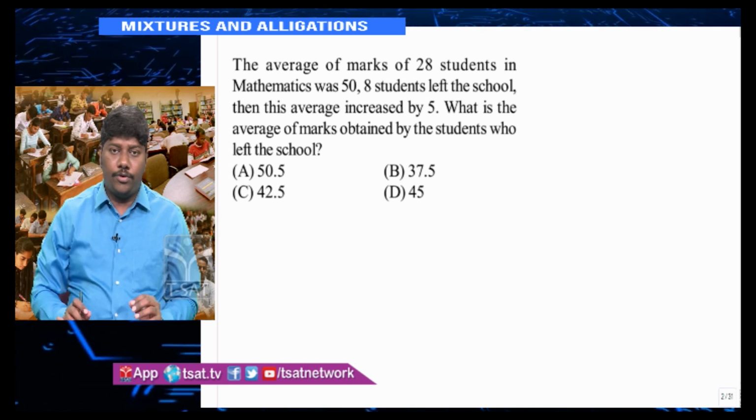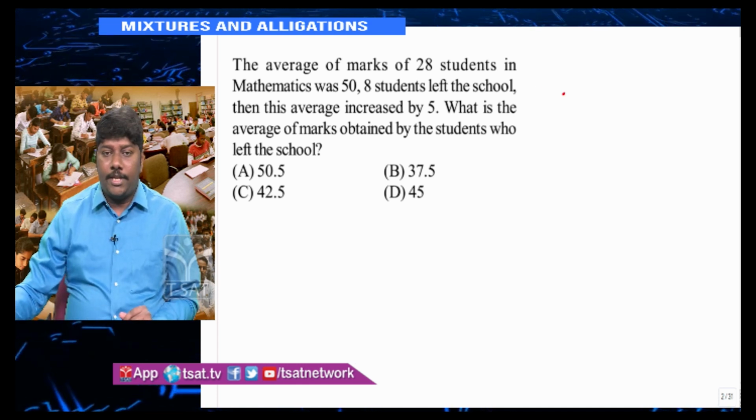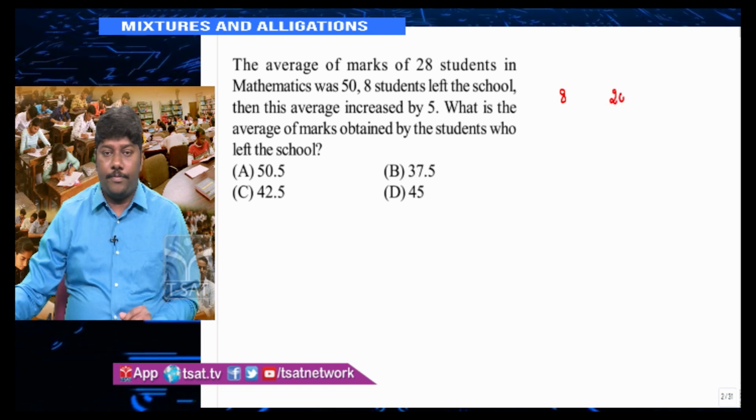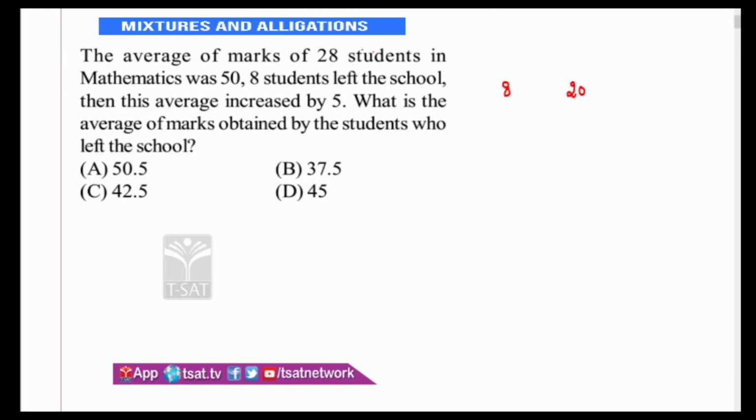Now always try to do it as a grouping. Now see, if 8 students left the school, how many members are there in the school? 20 members. The average of 8 students I have to find. The average of 8 students is how much? We don't know, we have to find. But the average of 20 members, we know it is 55.